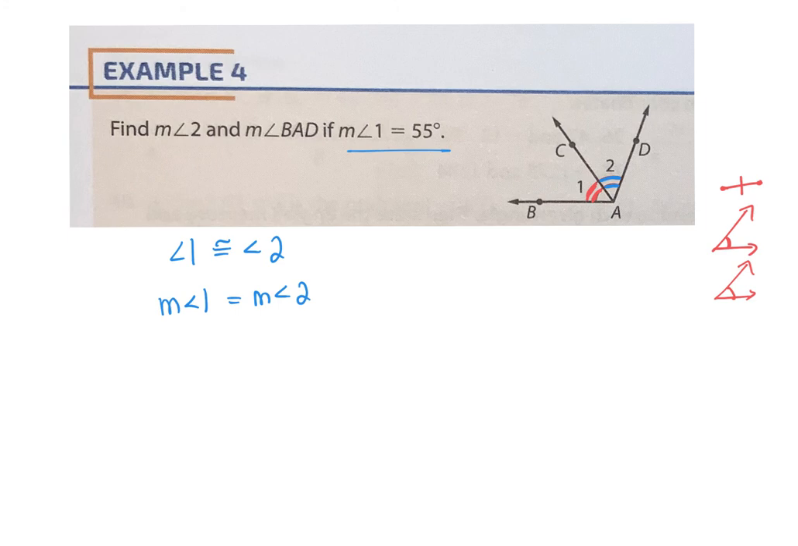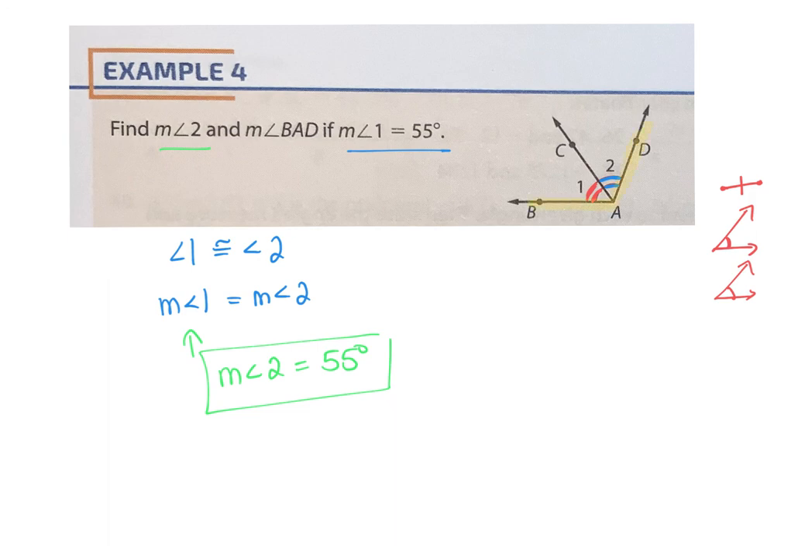The two angles are congruent. We know that from the notation, and they told me the measure of one angle. Well, if they're congruent, and I already know what this one is, then I can say the measure of angle 2 is 55 degrees. That was an easy one to solve for. That's what they wanted. Now, the next thing they want is the measure of angle BAD.